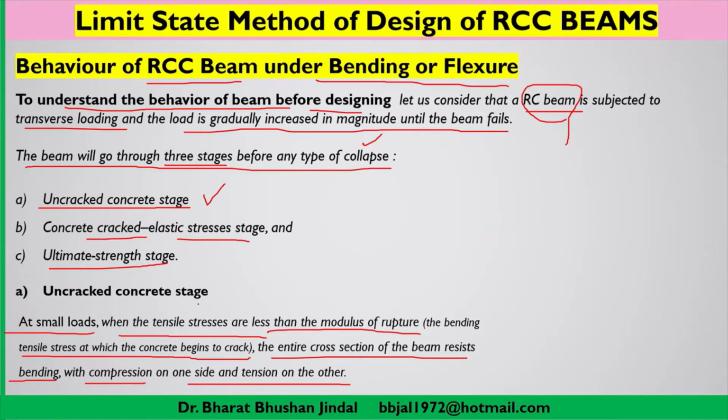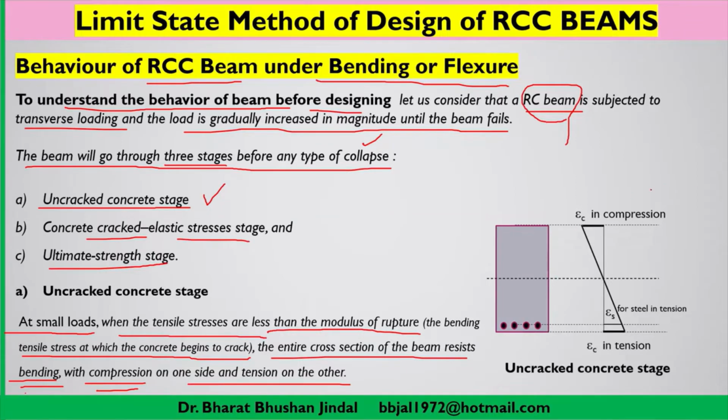So what we want to say here is that a member is made up of concrete, and as you start applying the loads, what will happen? Some tensile stresses will develop, some compressive stresses will develop. And before reaching the modulus of rupture stage, when your tensile stresses are lesser than the modulus of rupture, the whole cross section of the beam will be resisting the bending effect, with compression on one side, above the neutral axis, and tension on the other side. Later on we will discuss the neutral axis. Now you can refer to this diagram carefully.